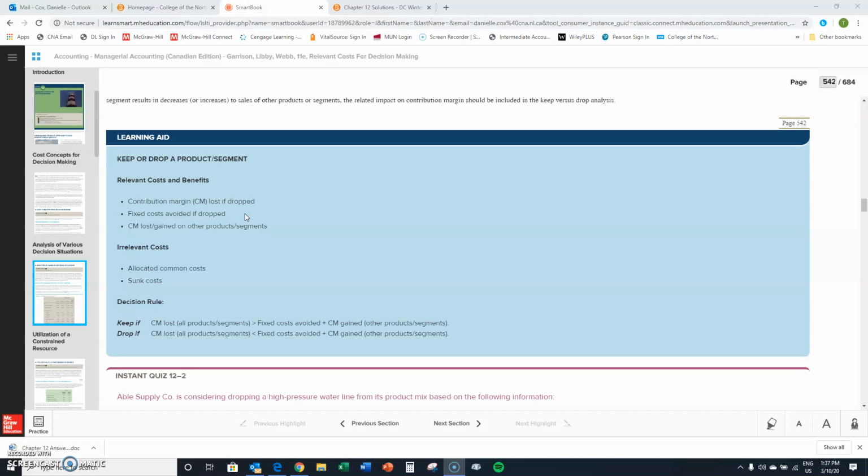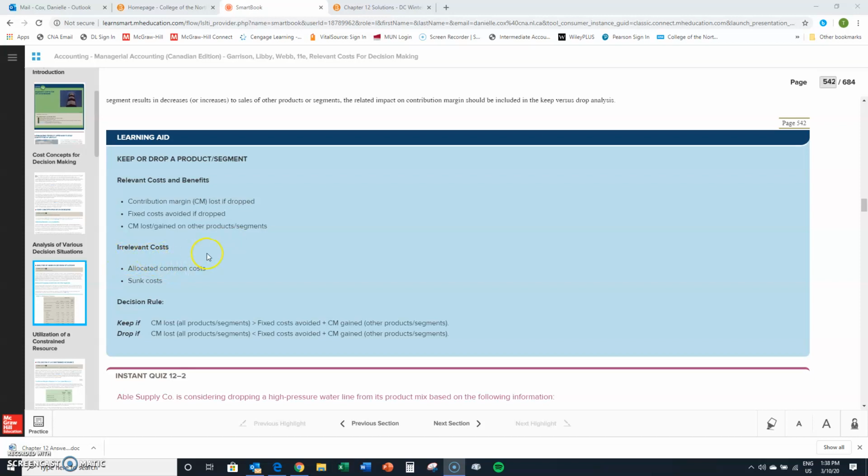So not all fixed costs, because some of them are going to be incurred either way, whether the product is still there or not. It's only the ones that are going to change if you keep or drop that product or segment. And the contribution margin lost or gained on other products or segments. In some cases, if you drop one product, maybe sales in another product will increase. Maybe one could have replaced another, for example. Or maybe they're related in the sense that if you drop one product or segment, sales in a related product or segment could also decrease. So the contribution margin that is lost or gained there would come into play in your decision.